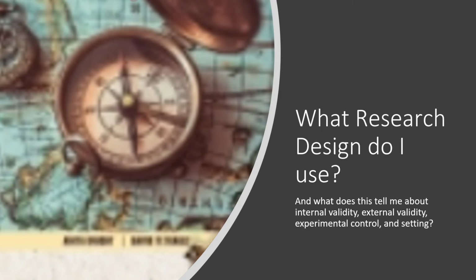So these are the two dimensions, so to speak, that we're looking at with how we identify or categorize research design. The first one is experimental control. So whether or not we're manipulating the variable. And then the second thing we're looking at is setting. Where is the research taking place?